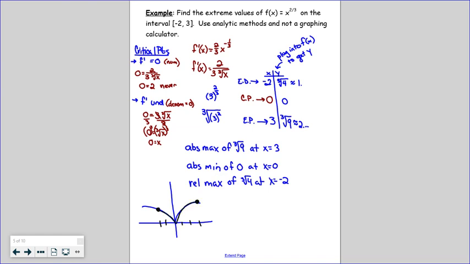Can you see what we just figured out? That that's the absolute minimum, that's the absolute maximum, and that's a relative maximum. Okay, and we use that to help us identify each of those locations. So there's what you're looking at. If it asks us to confirm on a calculator, that's what we would see when we type that function into our calculator. Okay, questions? All right.